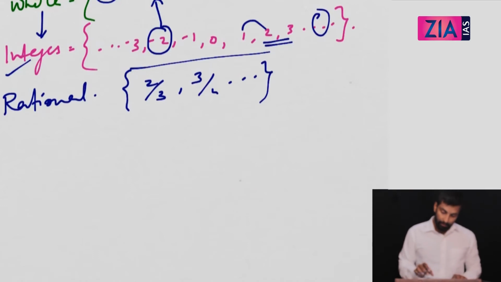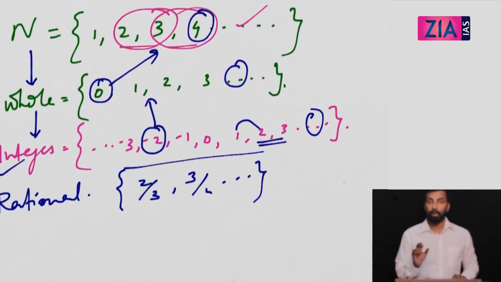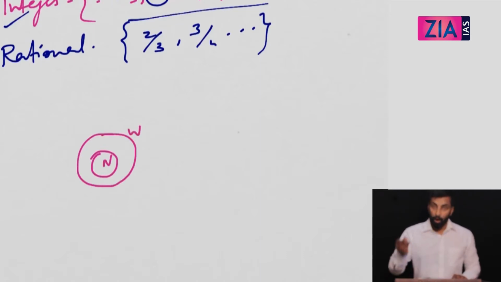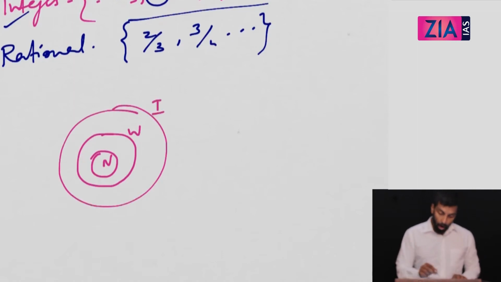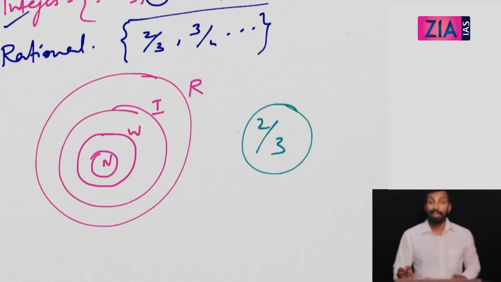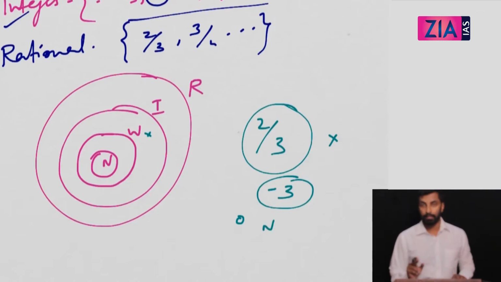Now what we have discussed so far is natural numbers, whole numbers, integers and rational numbers. Now you can conclude like this: all natural numbers are whole numbers. Now all whole numbers are integers, all integers are rational numbers, and the vice versa is not true. You take an example: 2 by 3 is a rational number but not an integer. Minus 3 is an integer but not a whole number. 0 is a whole number but not a natural number. I hope this is clear for all of you.